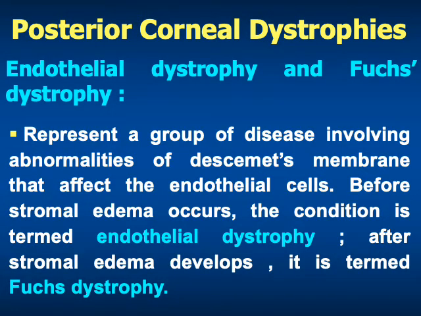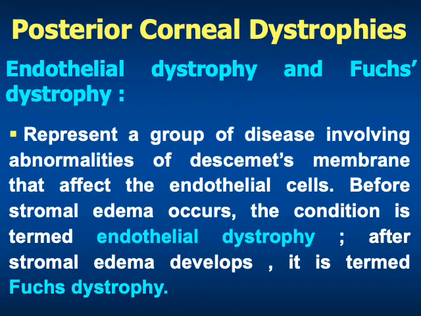For the posterior corneal dystrophy, of course, there are many types, but the ones which are important to us are endothelial dystrophy and Fuchs dystrophy. Fuchs dystrophy represents a group of diseases involving abnormalities in the Descemet membrane that affect the endothelial cells. Before stromal edema occurs, the condition is termed endothelial dystrophy. After stromal edema develops, it is called Fuchs dystrophy.